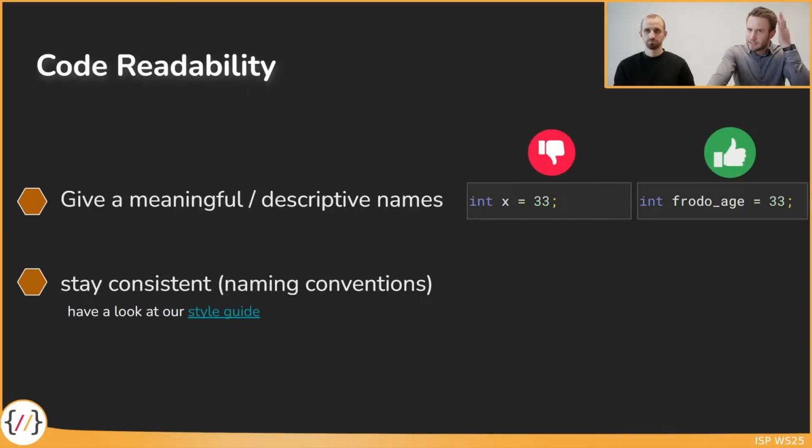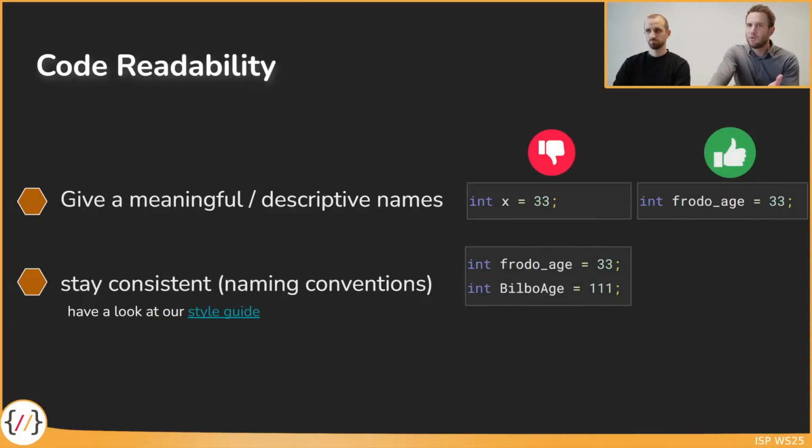Yeah. The next thing is that you should stay consistent with your naming of variables, and there are also naming conventions, and you should also have a look at our style guide, which is linked here, and you find it on our course website, where you can find rules on how to make your code readable and how to stay consistent with different things.